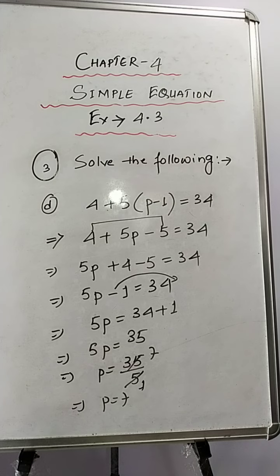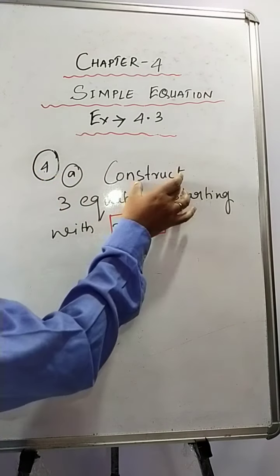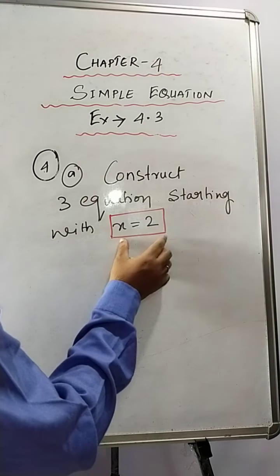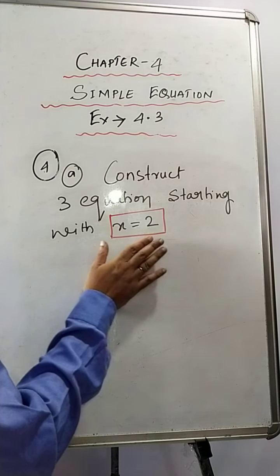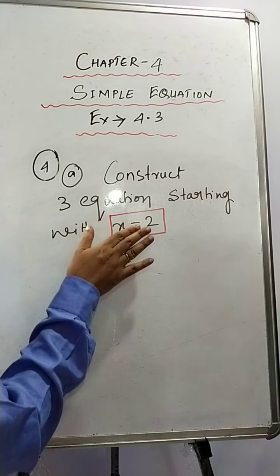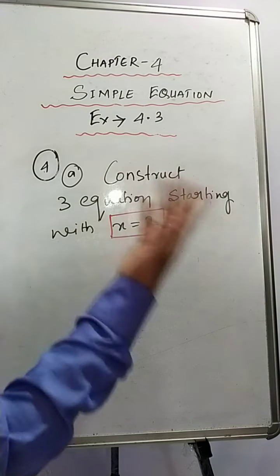Okay. Now let's move on to question number 4, sum number A. Now in question number 4, sum number A, what they have said, construct 3 equations. You have to make 3 equations. Fine. And starting with x equals to 2. That means they have given how to start. That is, this is the required equation. Now from this equation, you have to frame 3 more equations.